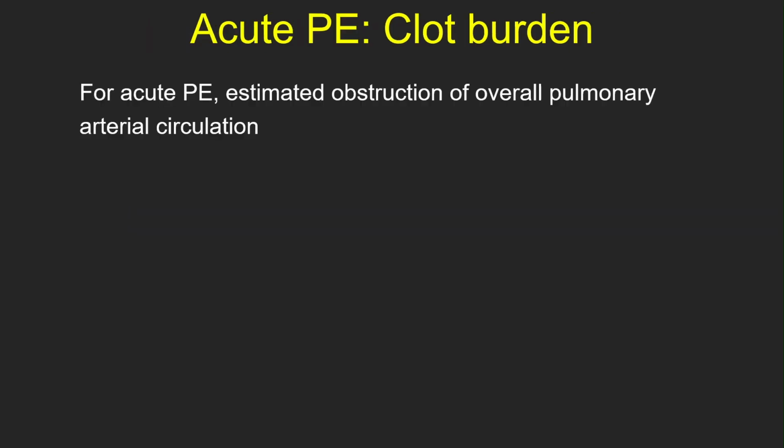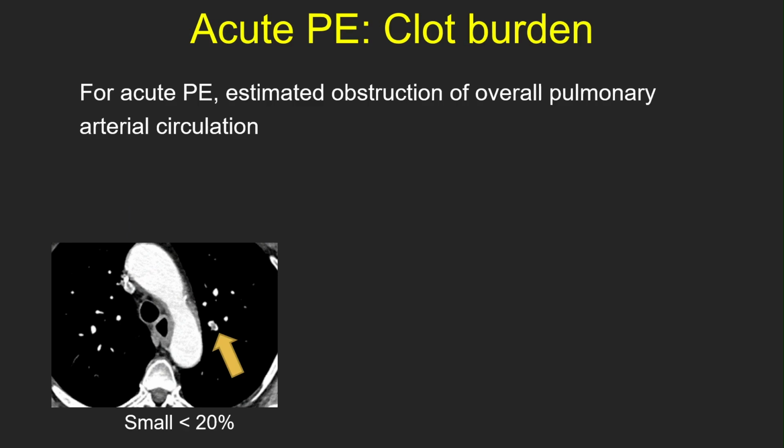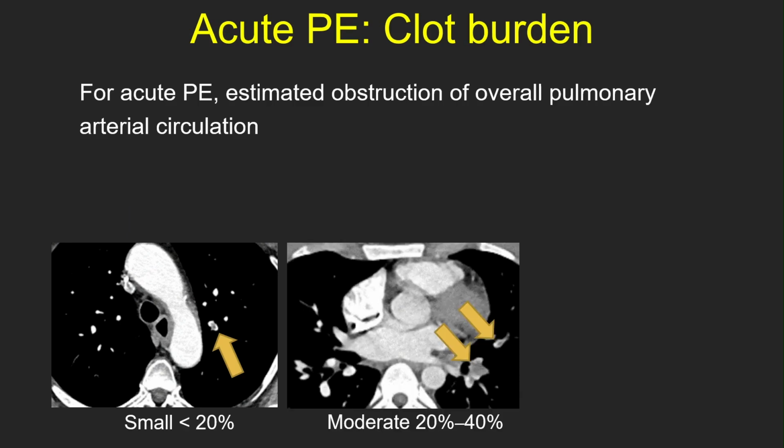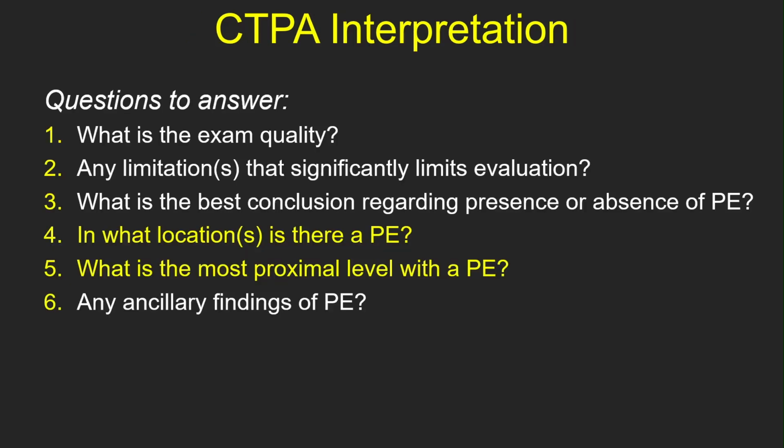For acute PE, you can estimate the obstruction of overall PA circulation. It's small if less than 20%, moderate if 20 to 40%, and large if greater than 40%. These are the next questions to answer. In what location is there a PE? What's the most proximal level with the PE?